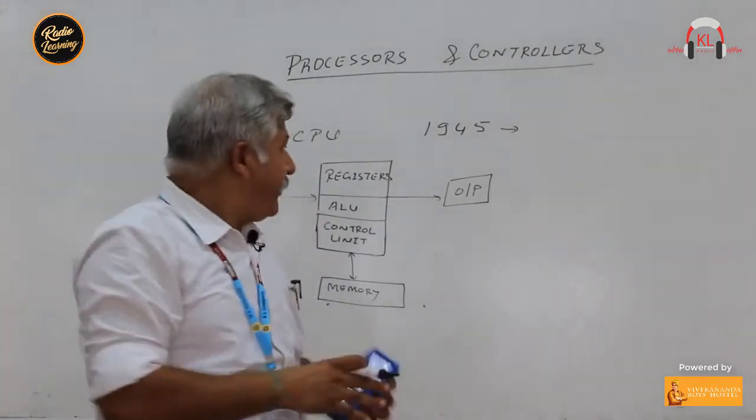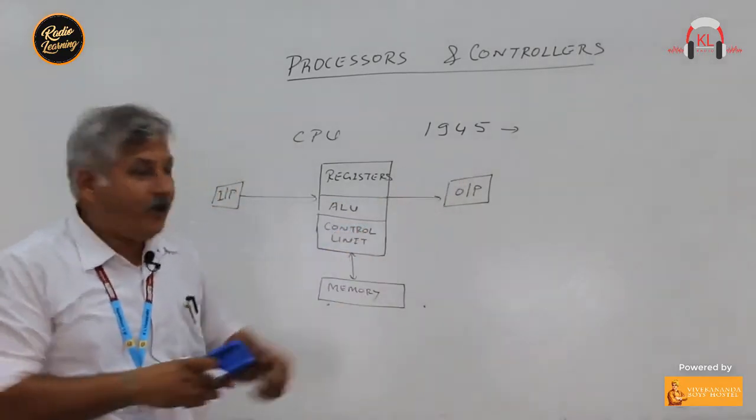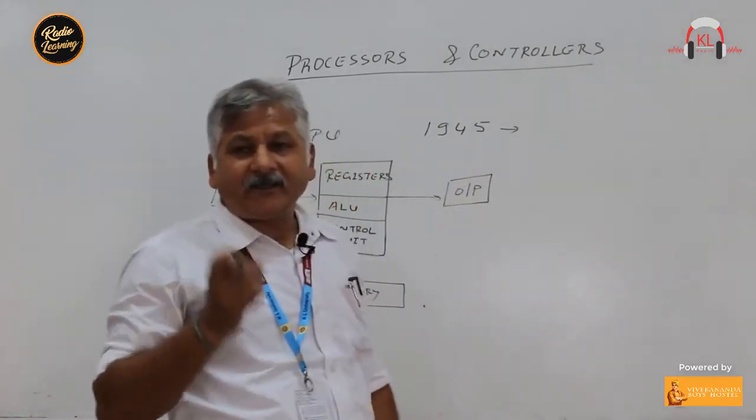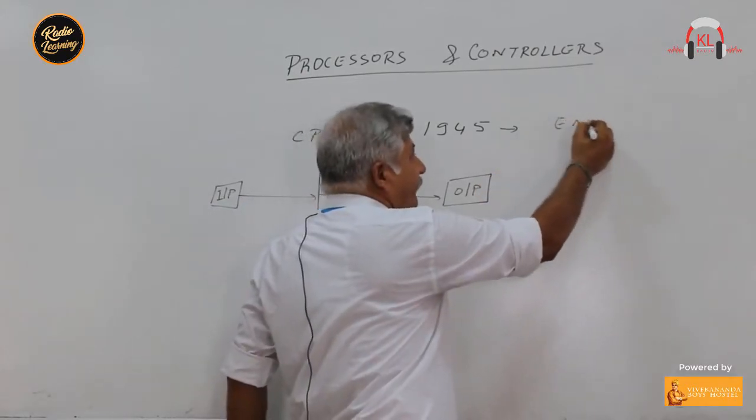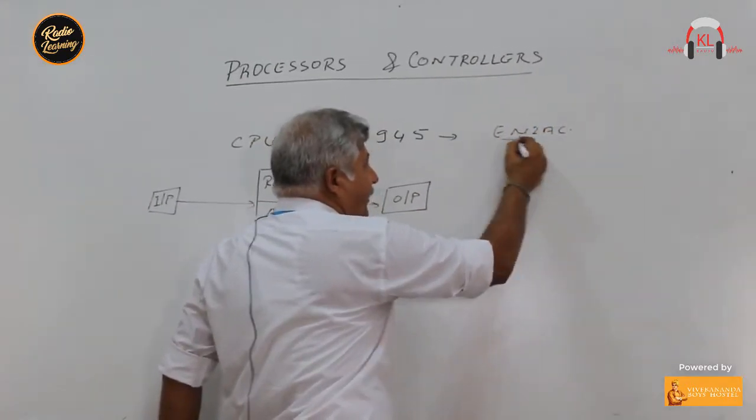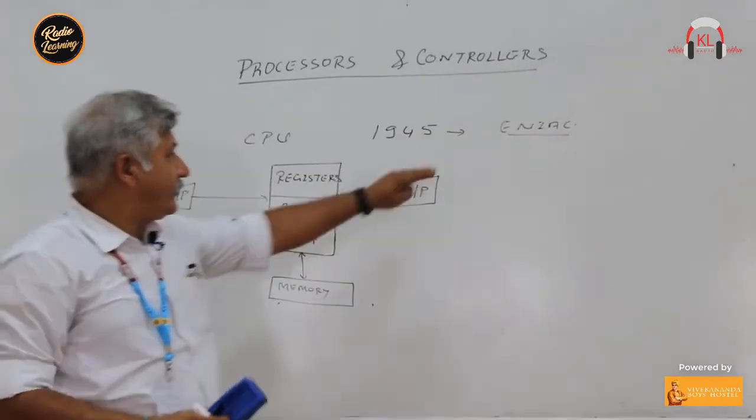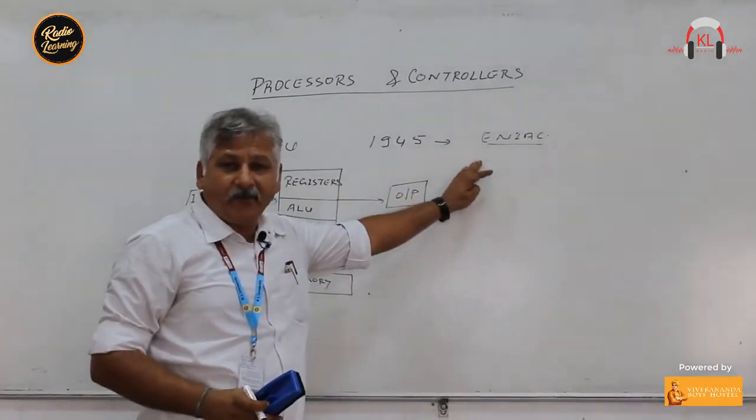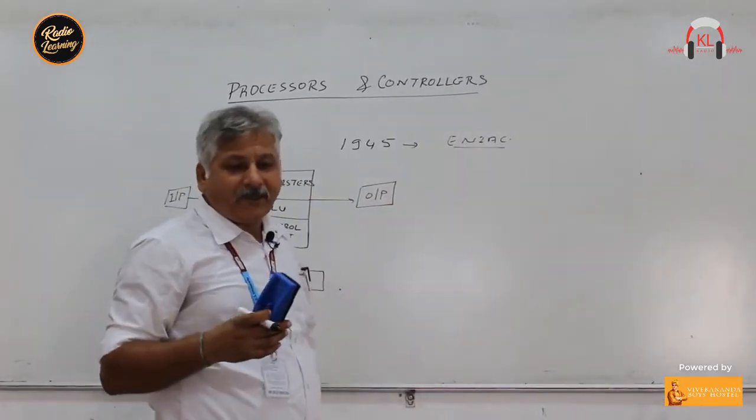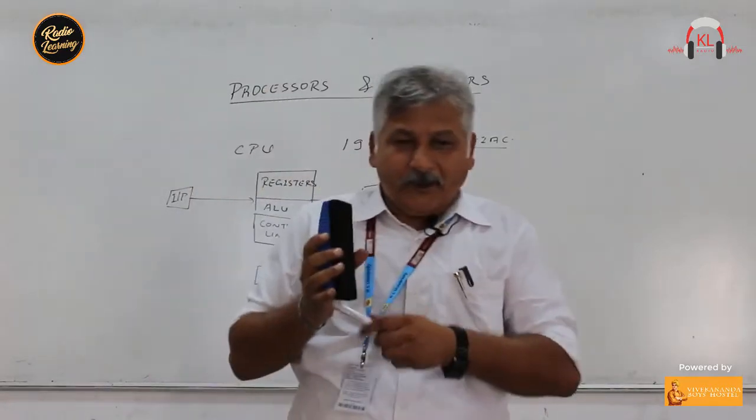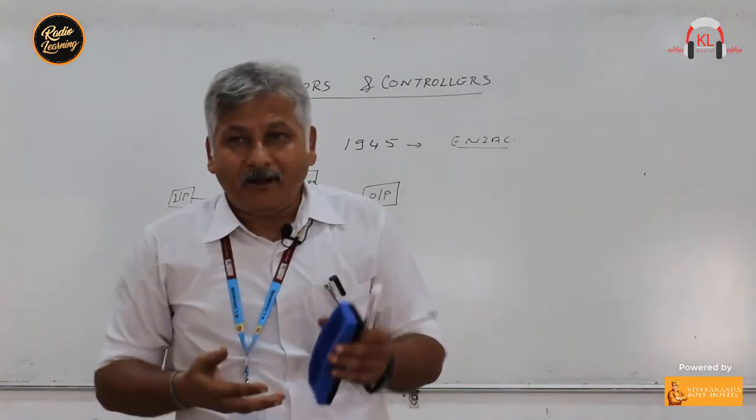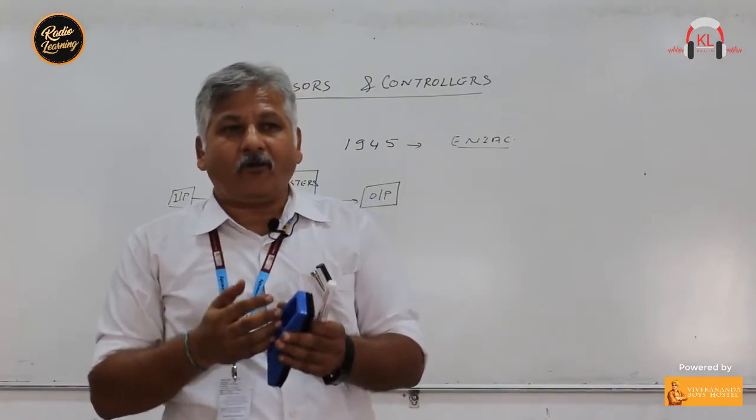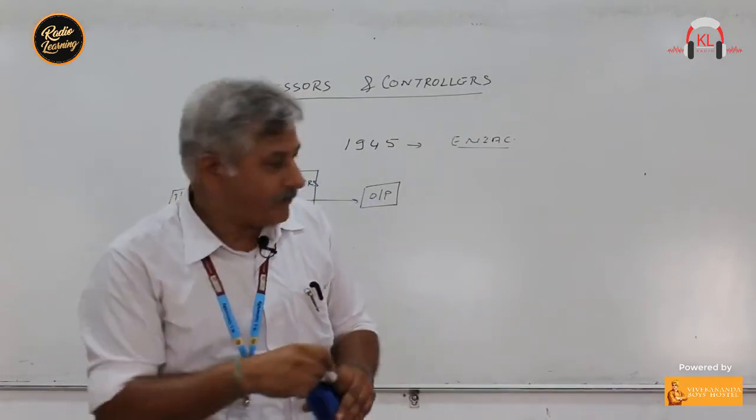So what happened in 1945? The first digital CPU was made, and the name of that CPU was ENIAC. So this was the first digital central processing unit. What is the meaning of digital central processing unit? This means this central processing unit was capable of performing operations over digital data, right?